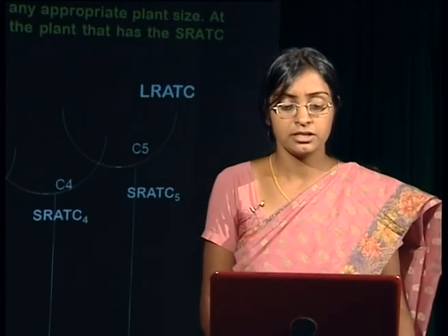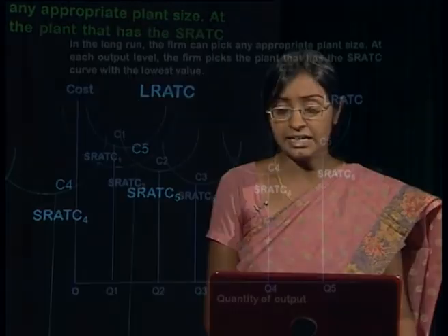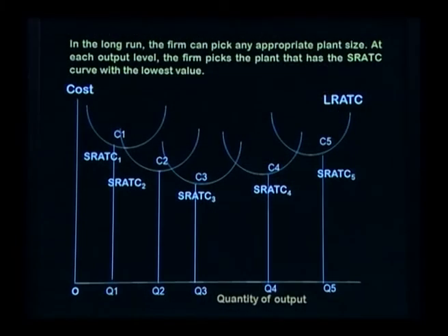In the long run, the firm can pick any appropriate plant size. At each output level, the firm picks the plant that has the SRATC curve, the short run average total cost curve, with the lowest value. We can see in the graph the SRATC1 curve, the first curve of the firm with C1, Q1 value.